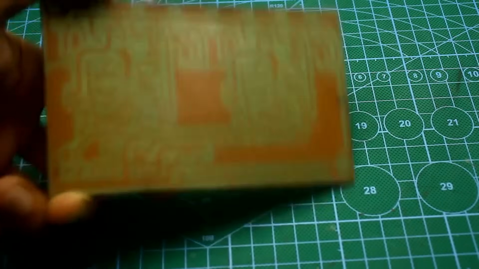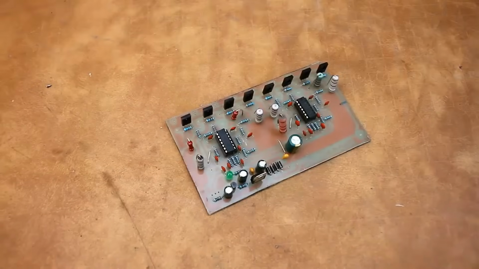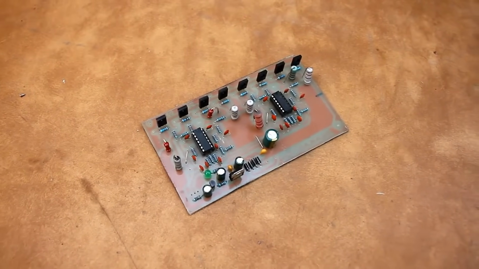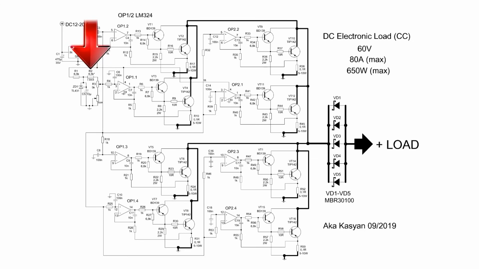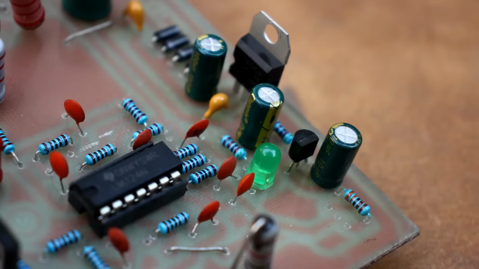Fourth, the printed circuit board does not have designated spots for power transistors and current sensors. Pay attention to the BVT1 and so on. These points are connected to the bases of the corresponding power transistors. The same goes for the points EVT1 and so on. They are connected to the emitters of the corresponding transistors. And finally, the last point. The specified resistor sets the limits of the output current. The lower its resistance, the higher the current needs to be selected.